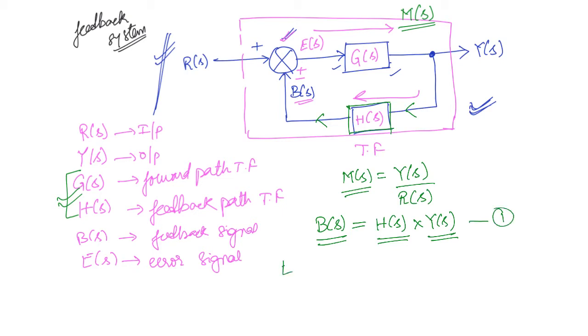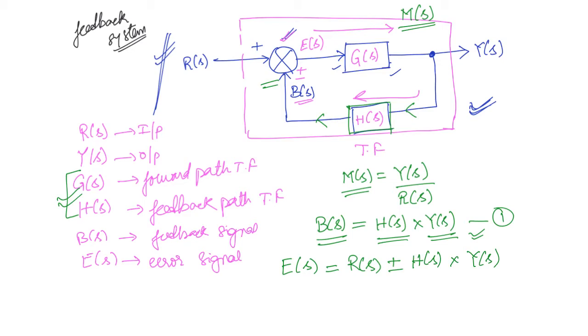Next, if you take the error signal E of S, what will be the output of this summing point? This will be equal to R of S plus or minus B of S, right? But what is B of S? B of S is H of S into Y of S. So we will replace B of S by H of S into Y of S.